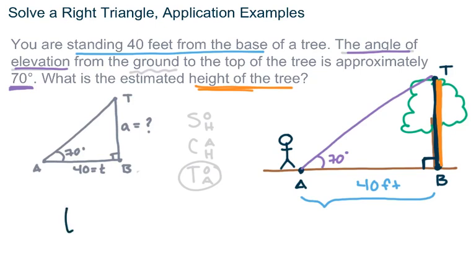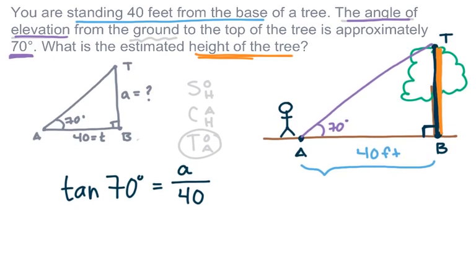So the way I would set this up is I would say tangent of my acute angle 70 degrees is going to be the opposite side over the adjacent side. Little a is opposite and 40 is adjacent. So this is the equation I need to use to solve. And very easily, since this is a divided by 40, I can use the inverse operation. I'll multiply by 40. I have 40 tangent 70 degrees equals a.